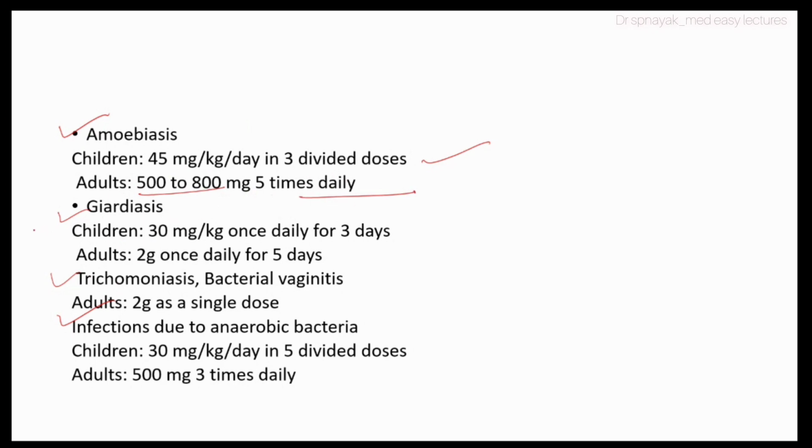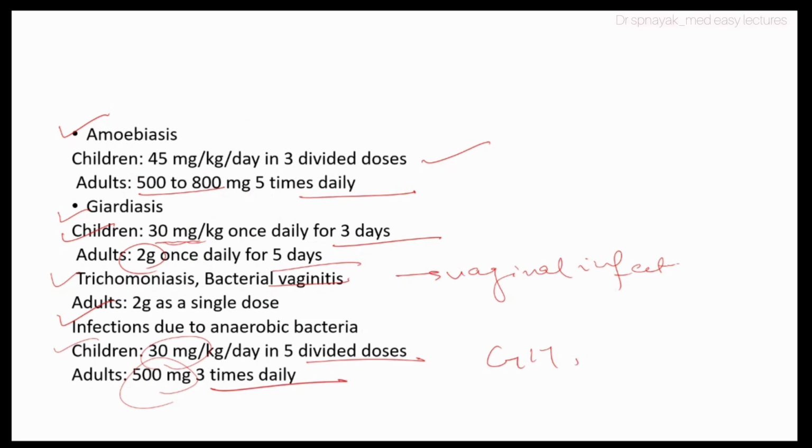In giardiasis, the dose in children is 30 mg per kg once daily for 3 days, and in adults it is 2 gram once daily for 5 days. Okay, and in trichomoniasis, which causes vaginal infections in females, we can give 2 grams as a single dose. And infections due to anaerobic bacteria, which can be any infection, either GIT or abscesses, liver abscesses or brain abscesses, we can go for children, that is 30 mg per kg per day in 5 divided doses, and in adults it is 500 mg 3 times daily.